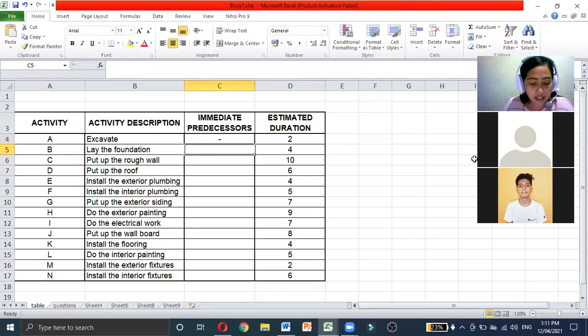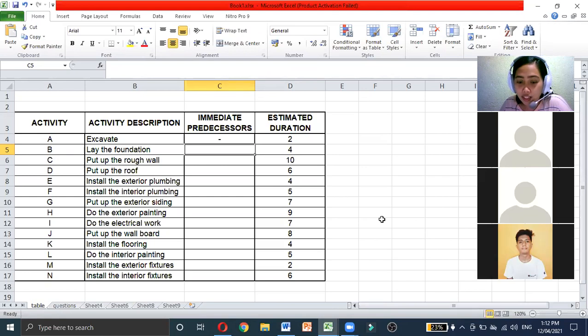Okay? And then next is lay the foundation. What is the immediate predecessor for lay the foundation? A. So before lay the foundation can start, excavate must be finished. Next is put up the rough wall. What is its immediate predecessor? B.